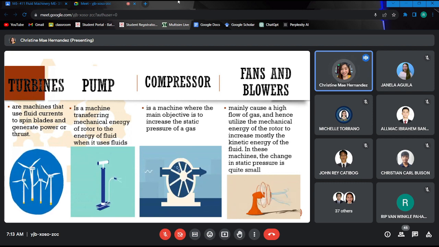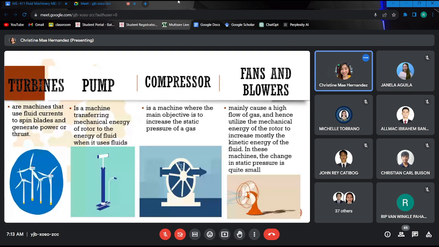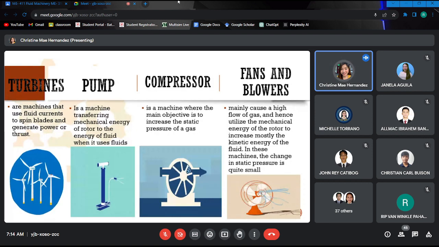Any questions on turbines, pumps, and compressors? None yet. Fans and blowers mainly cause a high flow of gas and hence utilize the mechanical energy of the rotor to increase mostly the kinetic energy of the fluid. In this machine, the change in static pressure is quite small. You know fans and blowers. The most basic example is our electric fan. Any questions on turbines, pumps, compressors, fans, and blowers? Sorry for these five fluid machines. This is just an overview.